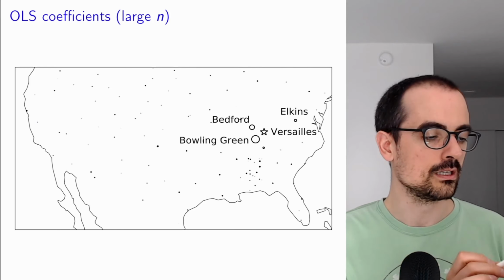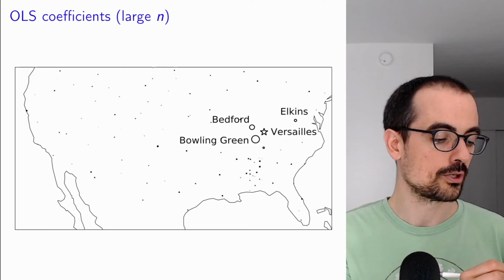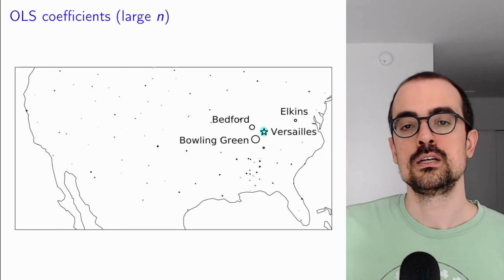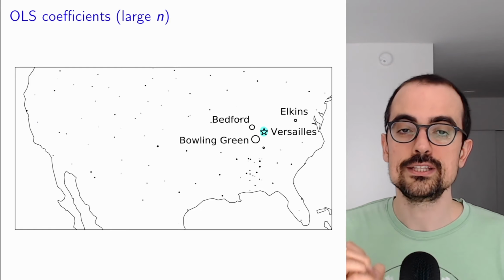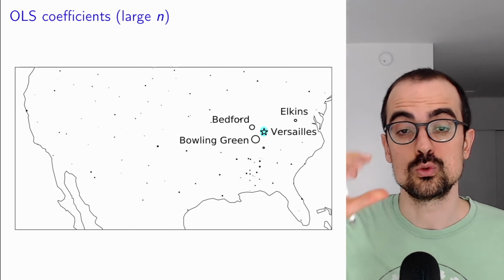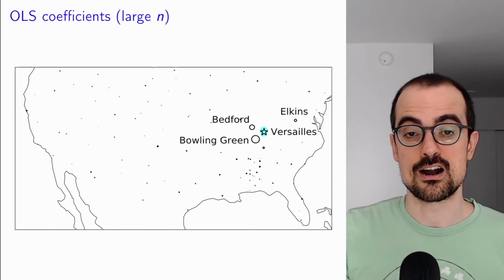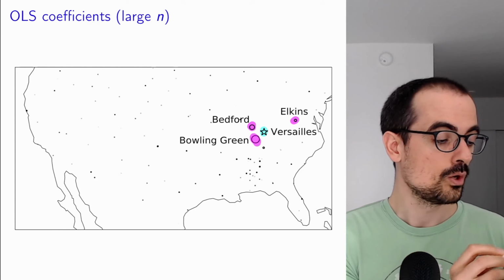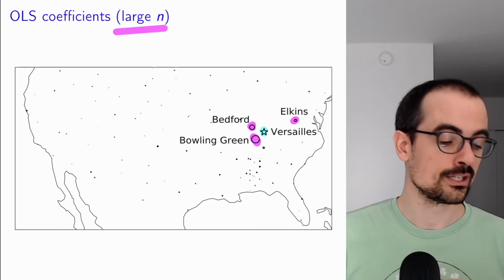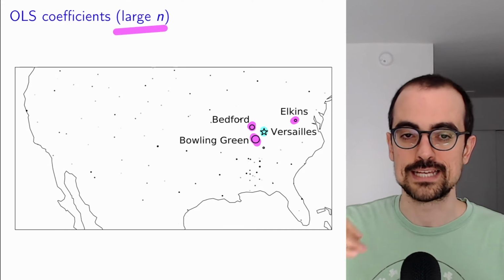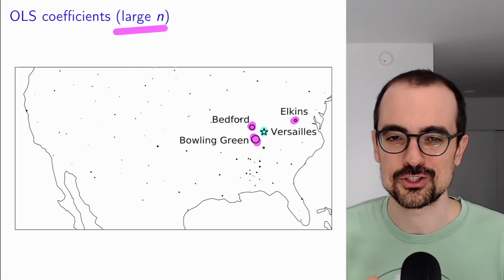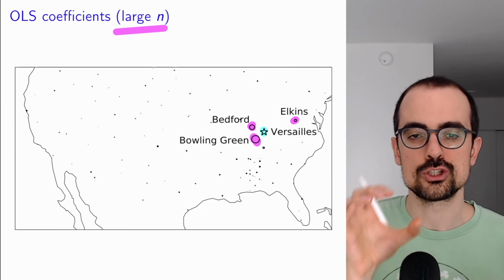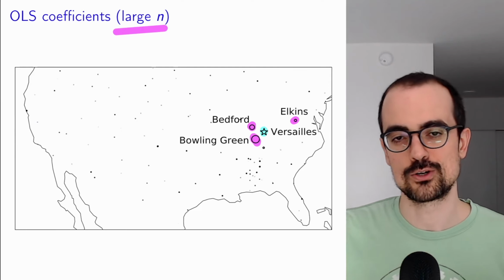Here I'm plotting the location corresponding to our response, which is that star, and I'm also plotting these circular markers whose radius is proportional to the size of the coefficients in our linear model, in our ordinary least squares model, when the number of data is large. I've highlighted those three coefficients because they dominate the others and they make a lot of sense. Essentially, we're estimating the temperature at Versailles by doing a weighted average of locations that are nearby, and we're ignoring the other locations.